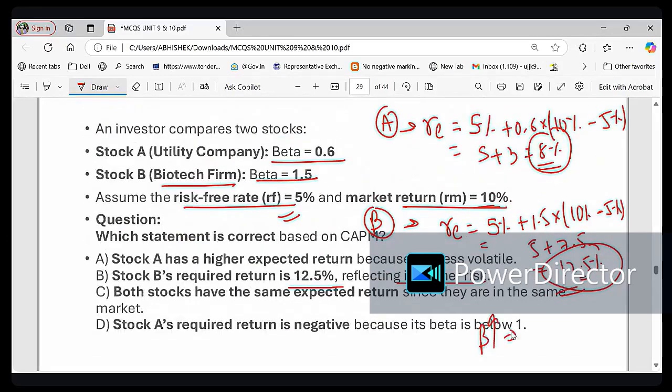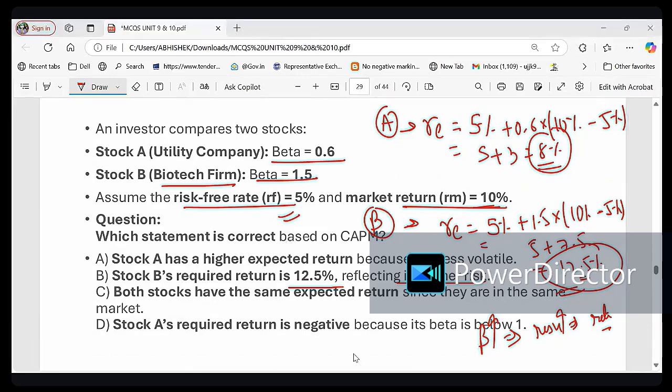So what is the learning from this question? That if beta is higher, it means risk is higher, and it means return will also be higher. Like in the case of stock B, you can see beta is higher, risk is higher, return will also be higher, right? Please tell me, is it clear now? How to go about calculating the CAPM?